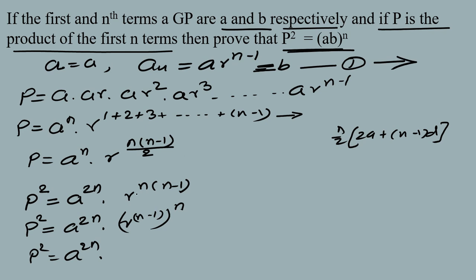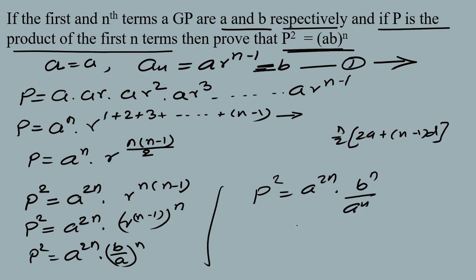We can get the value from here. It will be b upon a to the power n. So what will you get from here? You will get p square is equal to a to the power 2n times b to the power n upon a to the power n. In division, powers are subtracted, so it will be a to the power n times b to the power n, means ab to the whole power n.